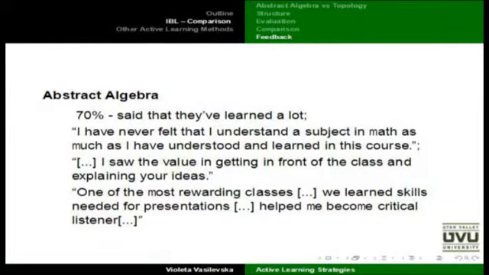I put some feedback about the abstract algebra and then the topology class. And I want to point out that when I say 70% said that they've learned a lot, 70% wrote on the evaluation that they've learned a lot in one way or another. That doesn't mean that the rest didn't really learn a lot. They just didn't express it in the evaluation.